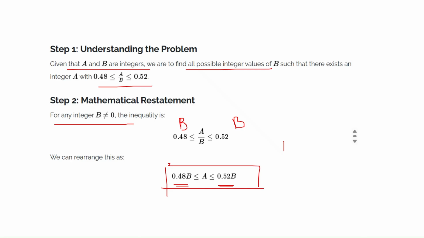Now, what we can do is plug in some values of b to see if any pattern emerges. So if we put, let's say, b equal to 1, we'll have a is within the range 0.48 to 0.52. Of course, there's no integer that lies in this range. So we can safely say that b equal to 1 does not satisfy this inequality.